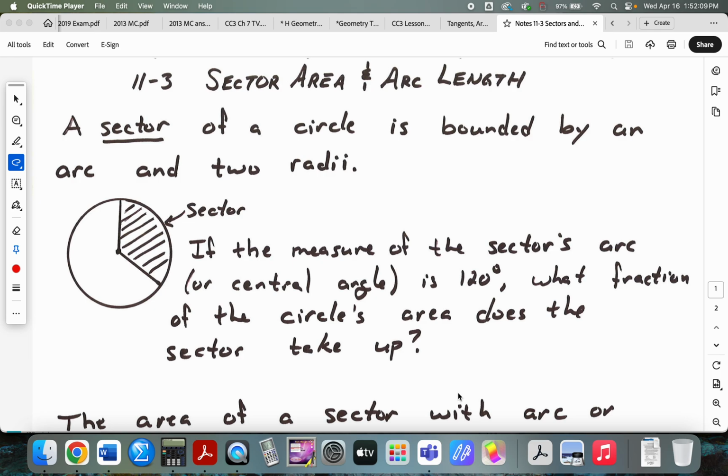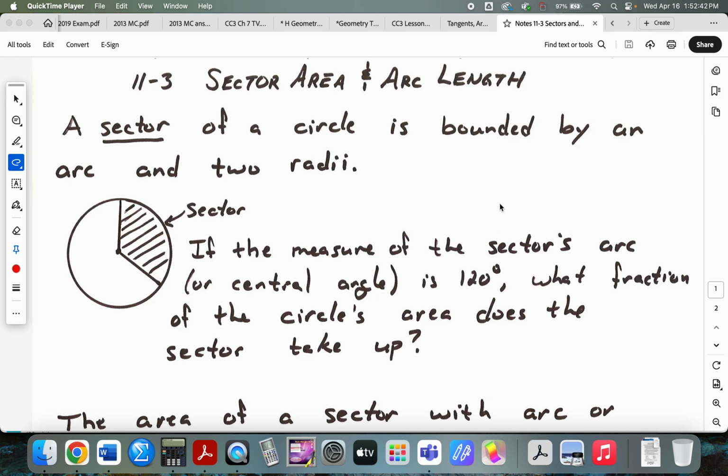Today's lesson, if you remember how to find area of a circle and circumference of a circle, we're just adding on one little piece. So it's really not a big deal. It's pretty straightforward. We do have a new term, and that is a sector of a circle. A sector of a circle is bounded by an arc and two radii. It's like a piece of pizza, okay?